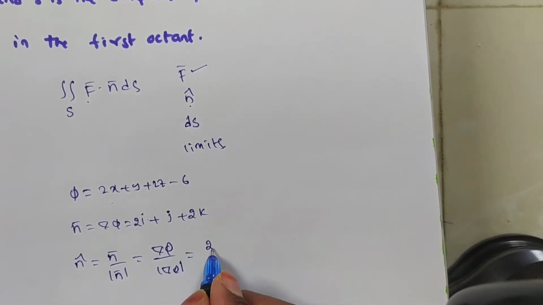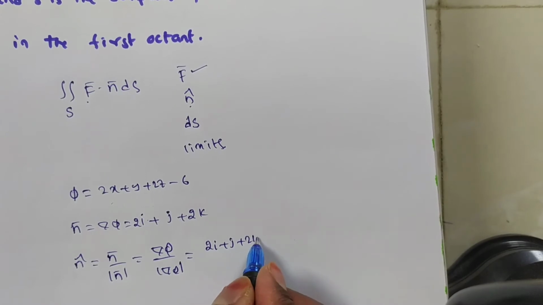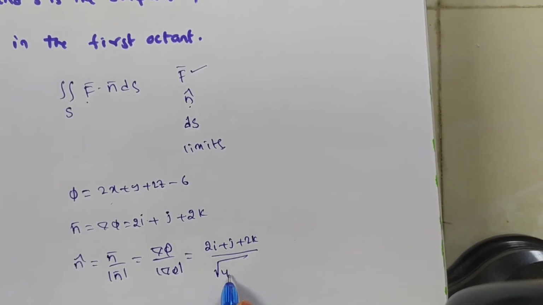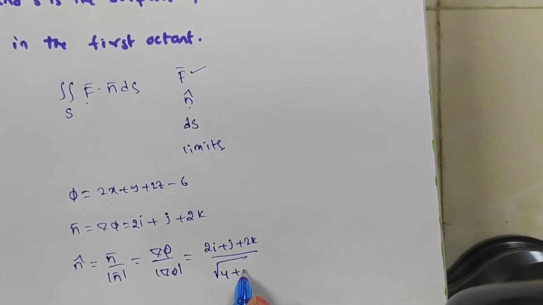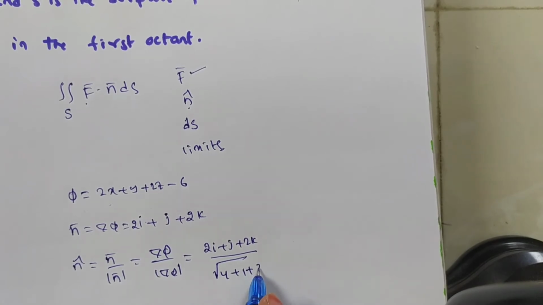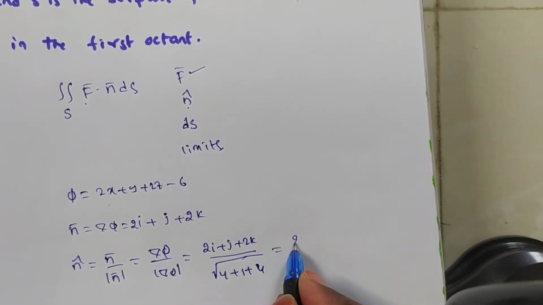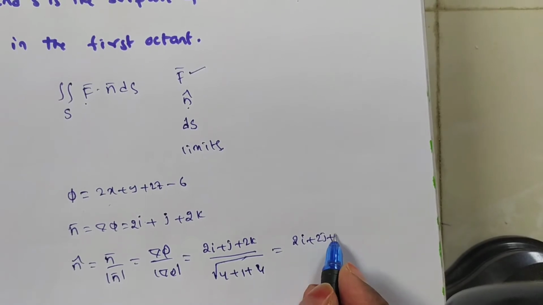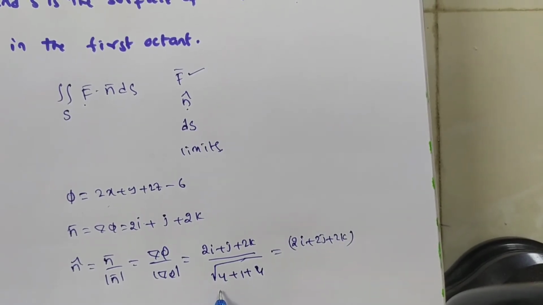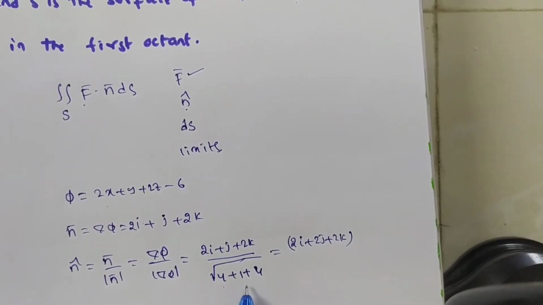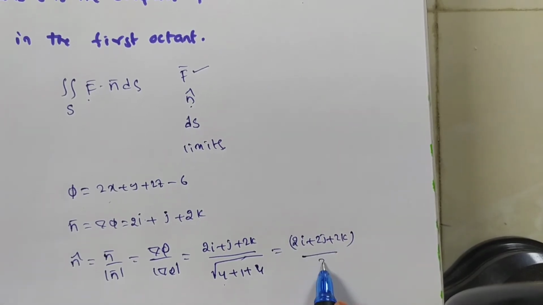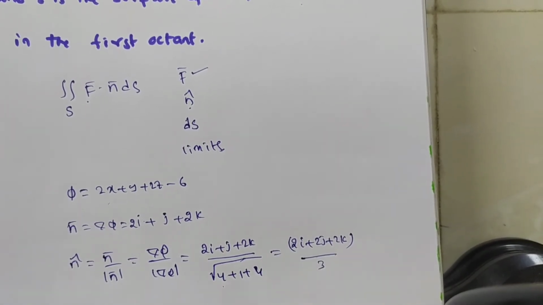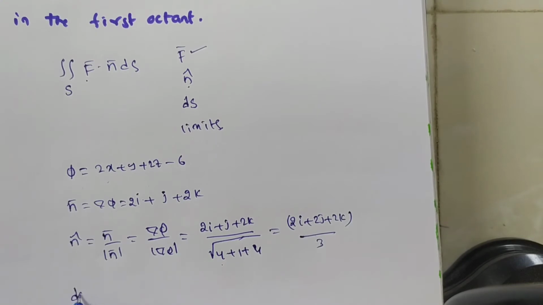So this is 2i plus j plus 2k divided by the square root of the i coefficient squared plus the j coefficient squared plus the k coefficient squared, that is 2 squared plus 1 plus 2 squared. Here you have 4 plus 1 plus 4, which is 9. The square root of 9 is 3. That's it, this is n bar. Next I require to find dS.